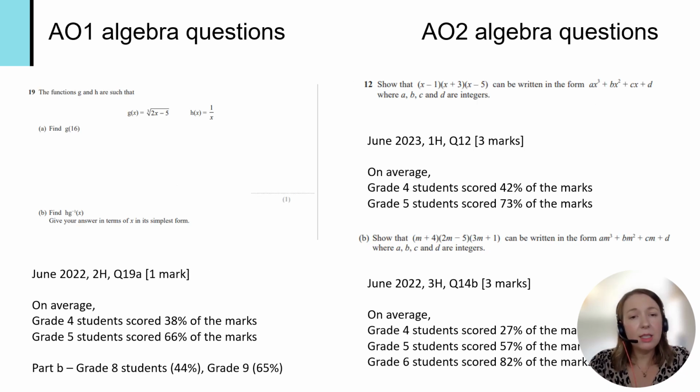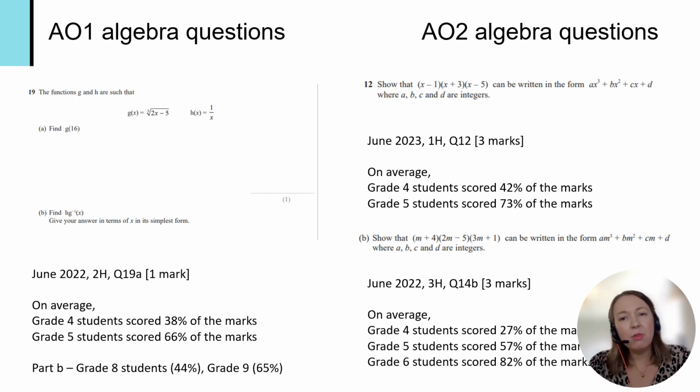So just want to show this slide to exemplify what we mean when we talk about AO1 algebra questions and AO2 algebra questions. On the left-hand side, we've got an AO1 skill. Part A is just evaluating a composite function. We can see here the performance difference between grade 5 and grade 4. Part B, obviously a lot more complicated, and we can see that was a clear differentiator for grade 9 students.